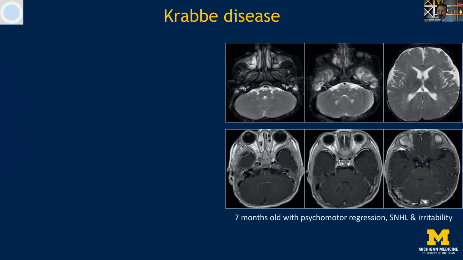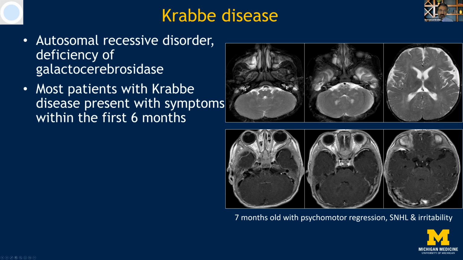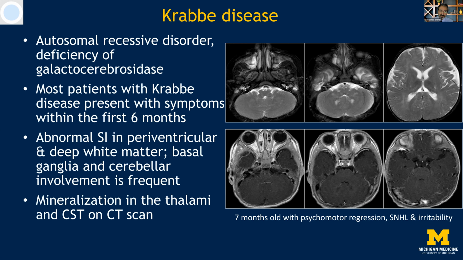Krabbe's disease is another lysosomal disorder, typically presenting with hazy T2 signal on the imaging, with involvement of the white matter and the brainstem and cerebellum. And then these patients also have enhancement of the cranial nerves. This is another autosomal recessive disorder, and these patients present very early in life. There's abnormal signal in the cerebral white matter, and then on CT scan, we might see mineralization in the thalami.